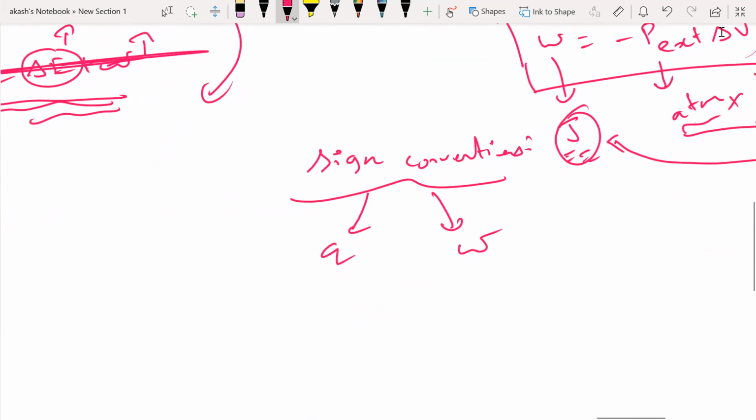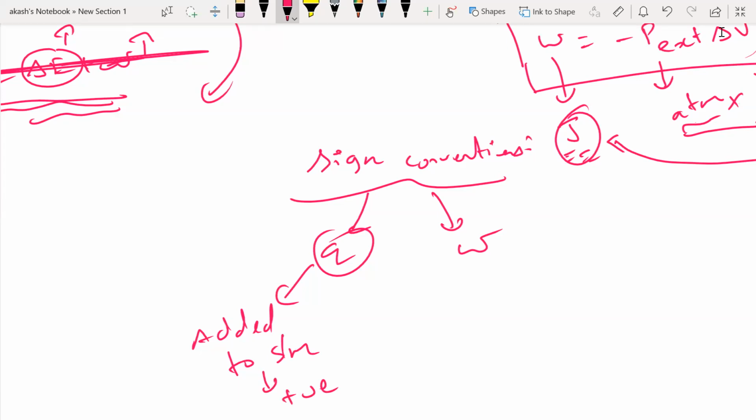Okay, right. So now Q, when Q is added to the system, that is heat added to the system, that should be a positive value. When I say the system gains 10 joules of heat, then I will say that the Q value is plus 10 joules. The system gains 10 joules of heat means the Q value is plus 10 joules.